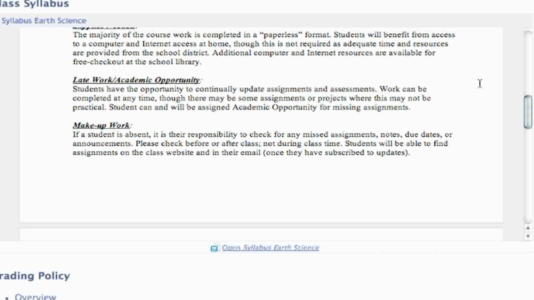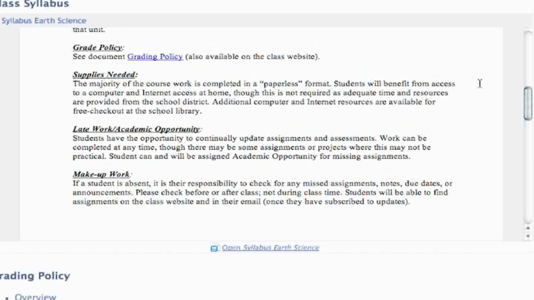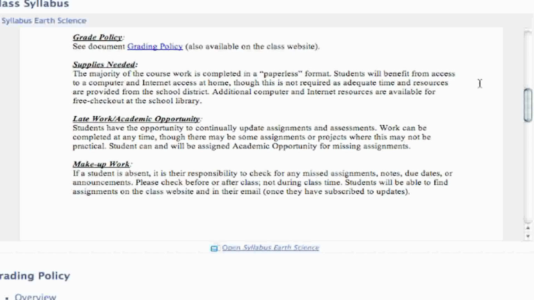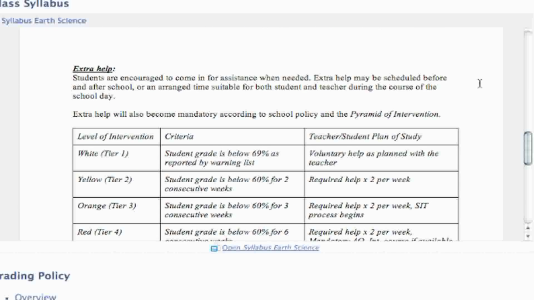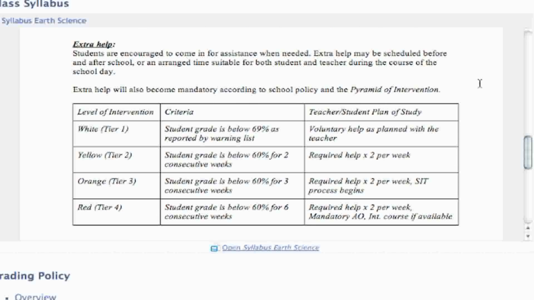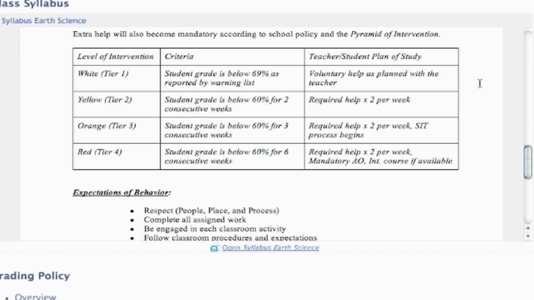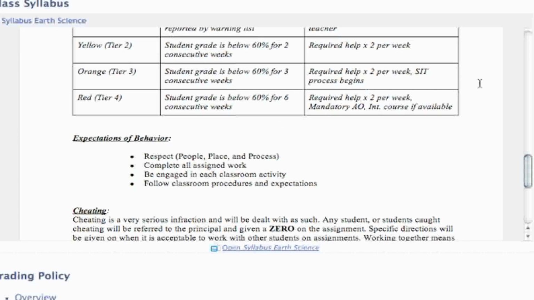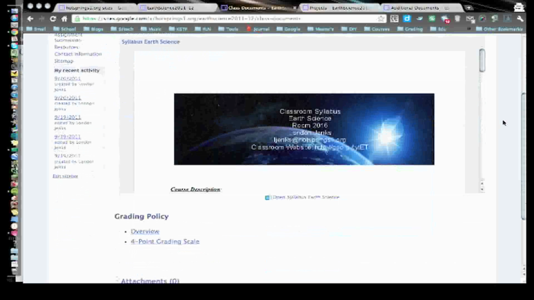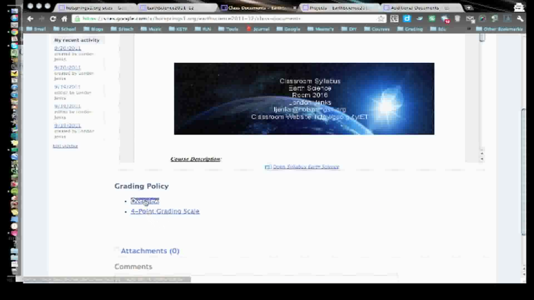My late work policy is that students can turn in homework at any time, but if it's missing, I oftentimes will assign them to AO to help them complete it. For extra help, I'm available before school, after school, and during study tables, and I will follow the pyramid of interventions as outlined in the district policy. But one thing that is a little different is my grading policy.